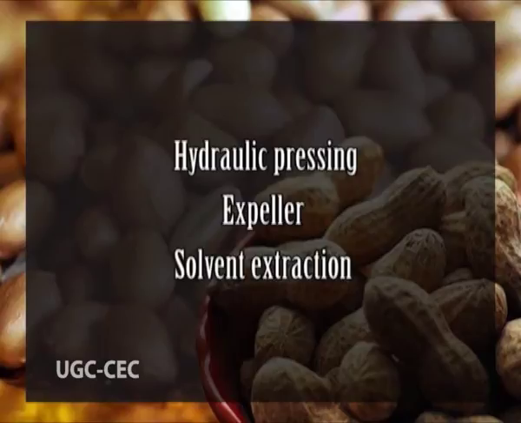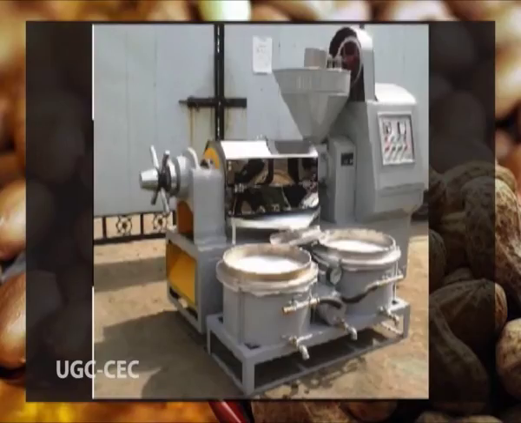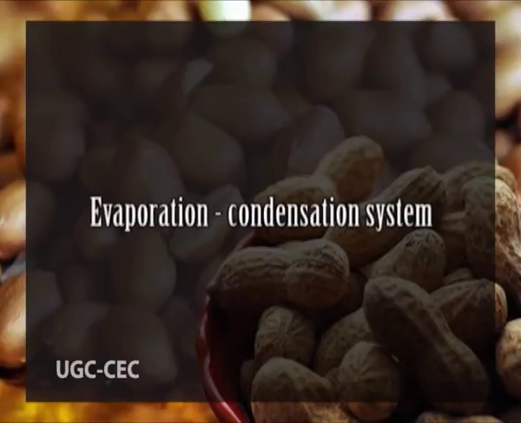Hydraulic pressing, expeller and solvent extraction are some of the general methods of extracting oil from the seeds. When hydraulic pressing is used, it is followed by hot solvent extraction for nearly total recovery of the oil. Expeller extraction relies on friction and pressure within the expeller which cause the meal to heat, thus facilitating the oil extraction process. This process removes approximately 50% of the peanut oil. The remaining oil is extracted using hexane, which is later removed through an evaporation-condensation system.